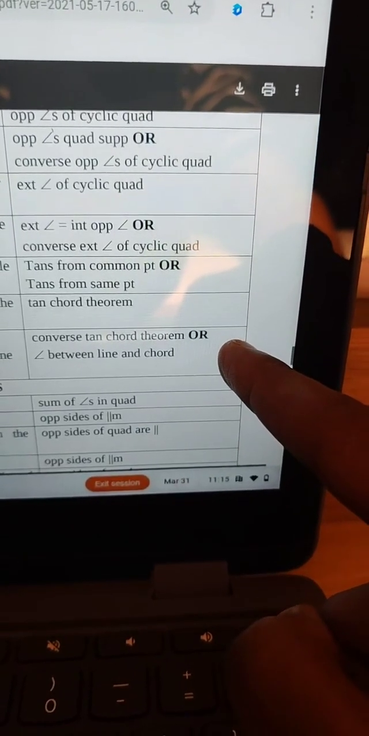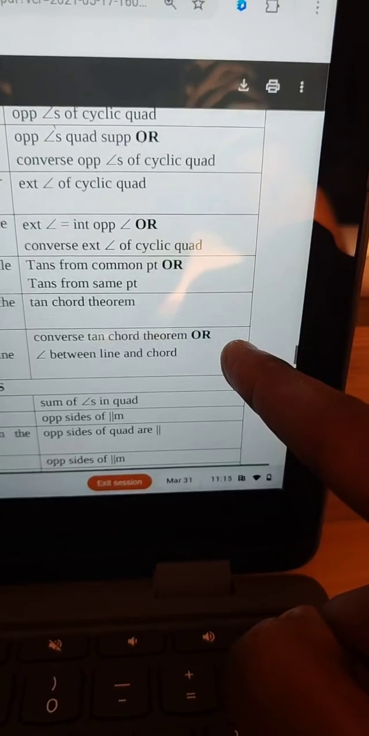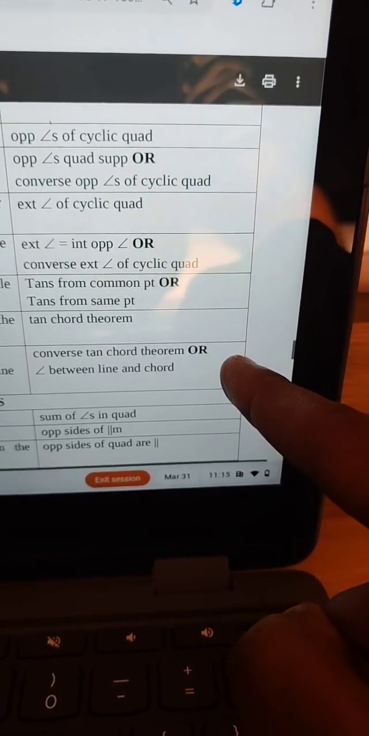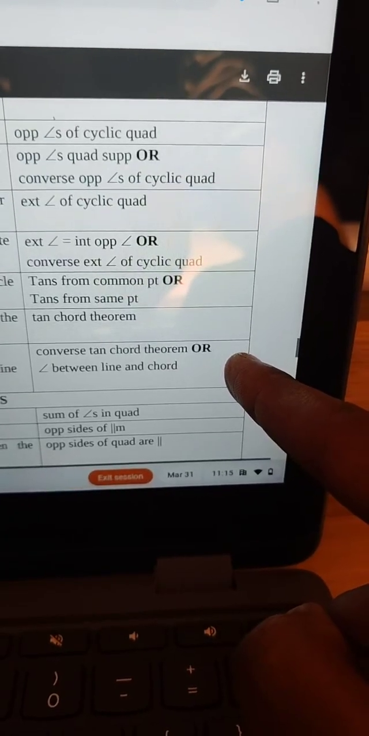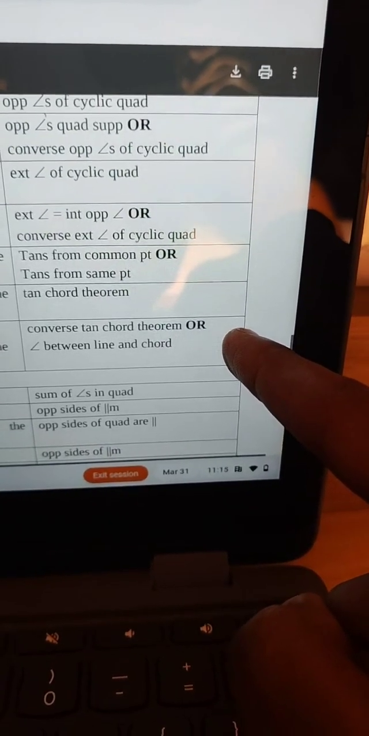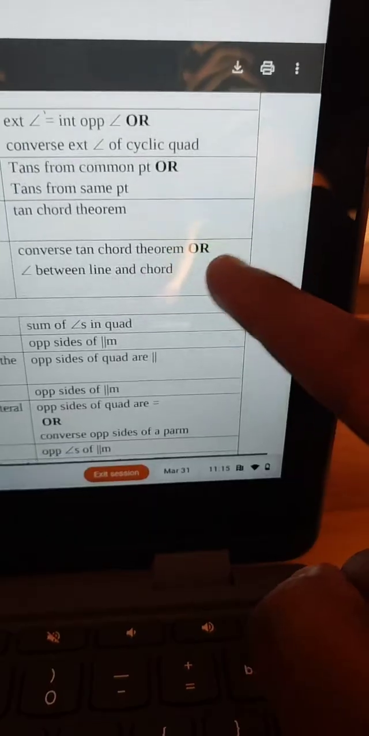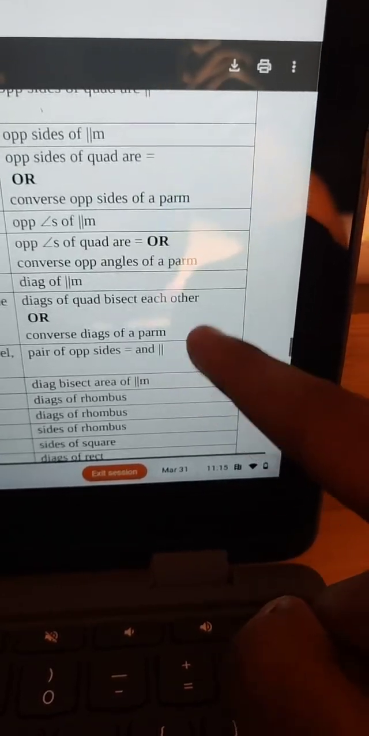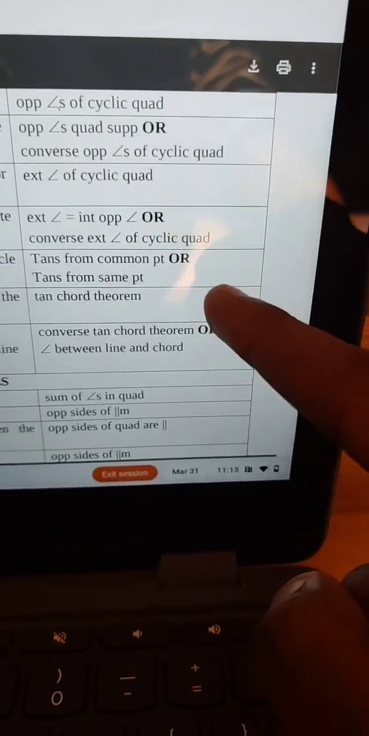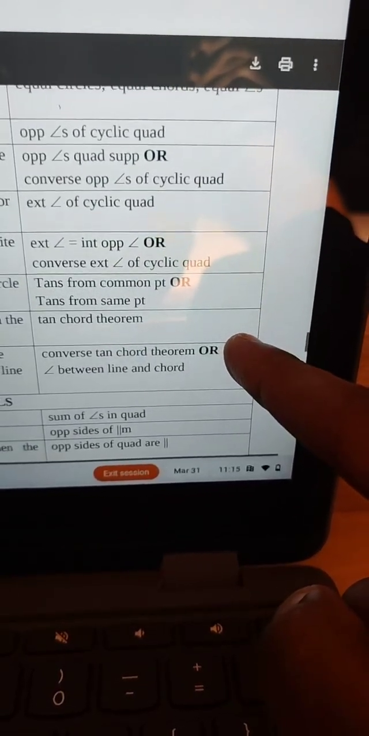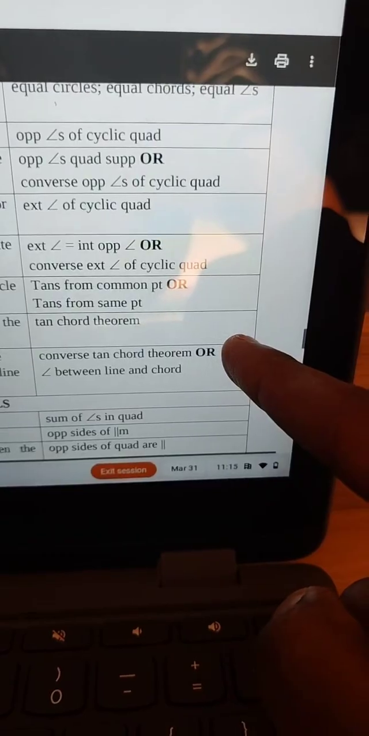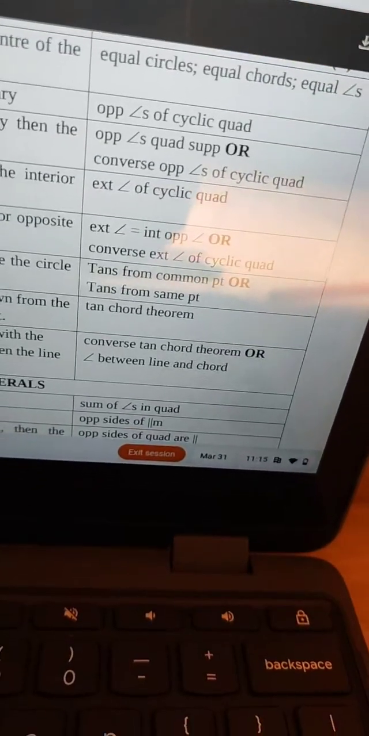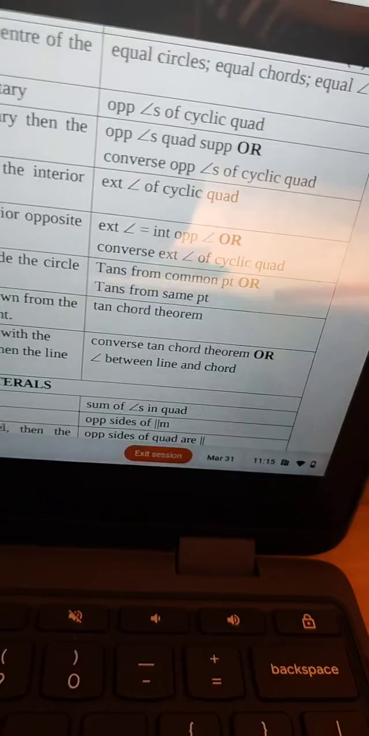Okay, you are trying to prove that a line is a tangent. You can use the converse of the tan-chord theorem. So there are two so far: converse of tan-chord theorem, and converse of tangent perpendicular to radius, or converse of tangent perpendicular to diameter. So these are two possible ways to prove that a line is actually a tangent. So I wanted you to note that.